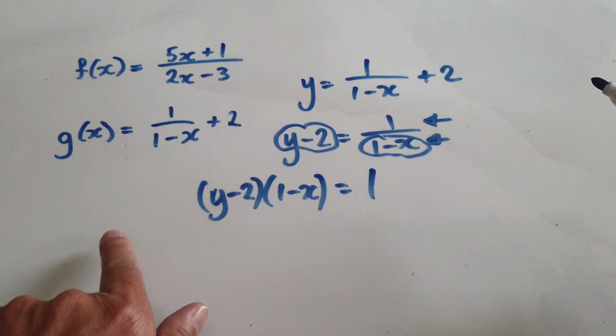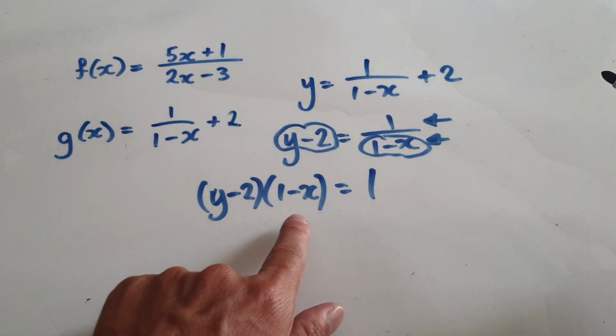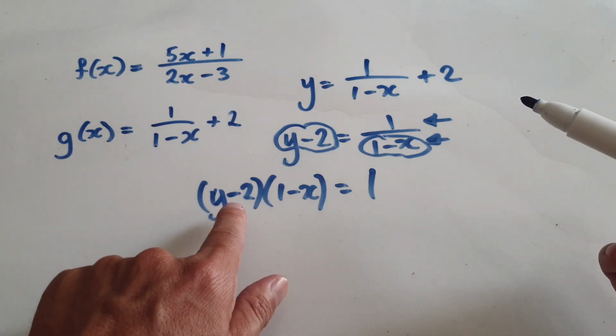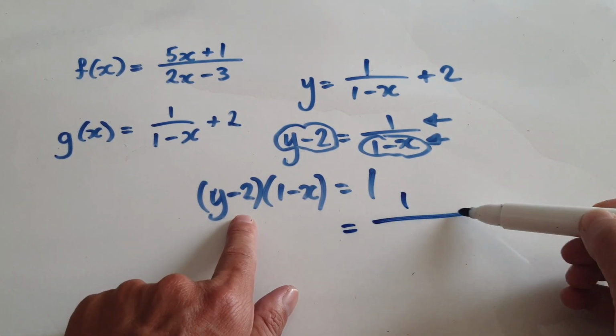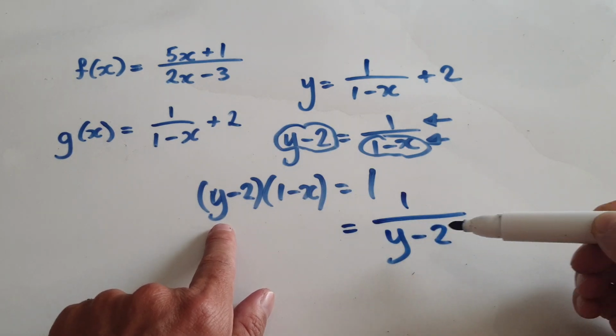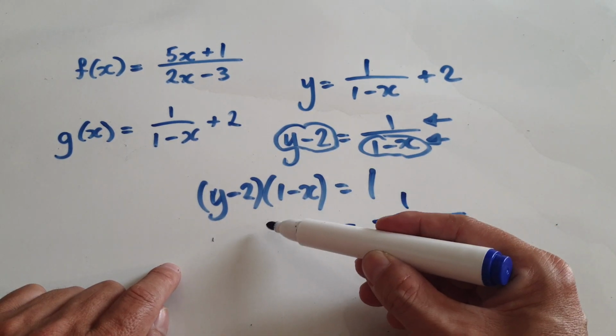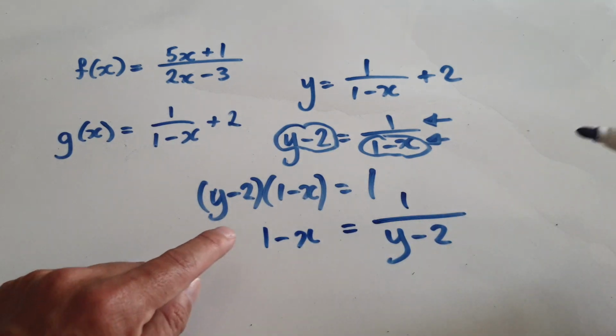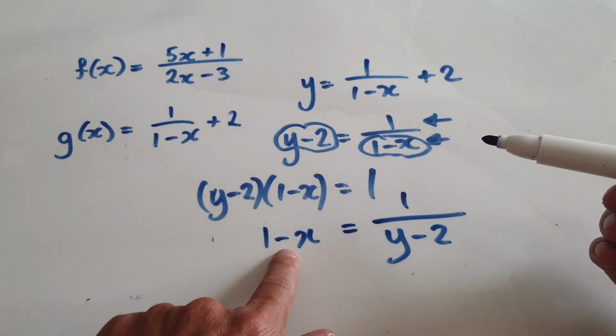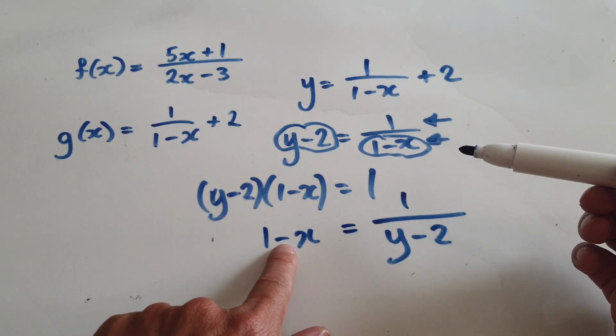So take this bubble down and then multiply by 1 minus x equals this. And then you want to make x a subject. So divide both sides by the left bubble. So take this one down, divide both sides by y minus 2. That will then leave you with this bubble only, 1 minus x. Keep an eye on x. You're trying to get x on its own. You don't want negative x.